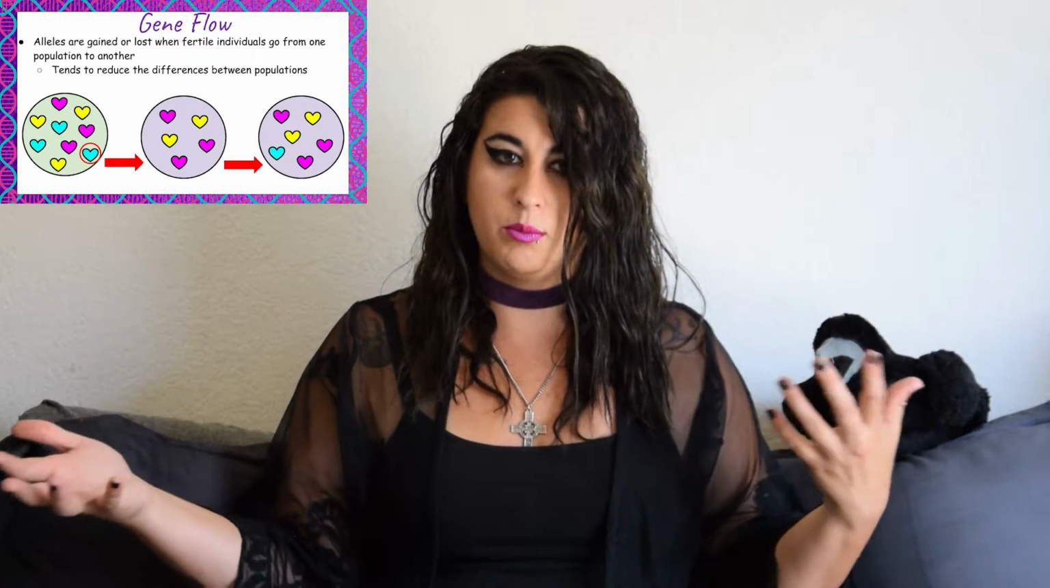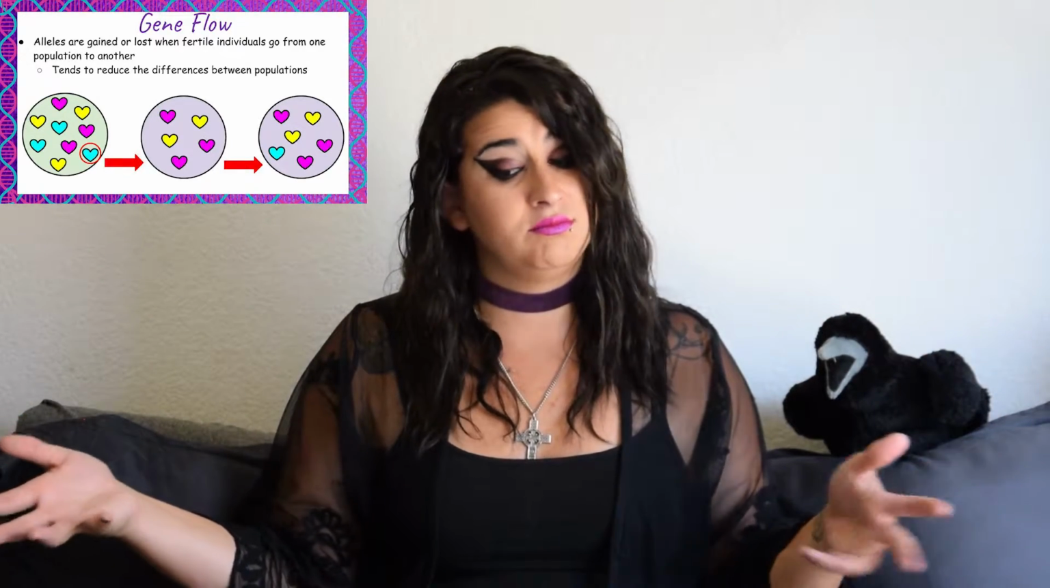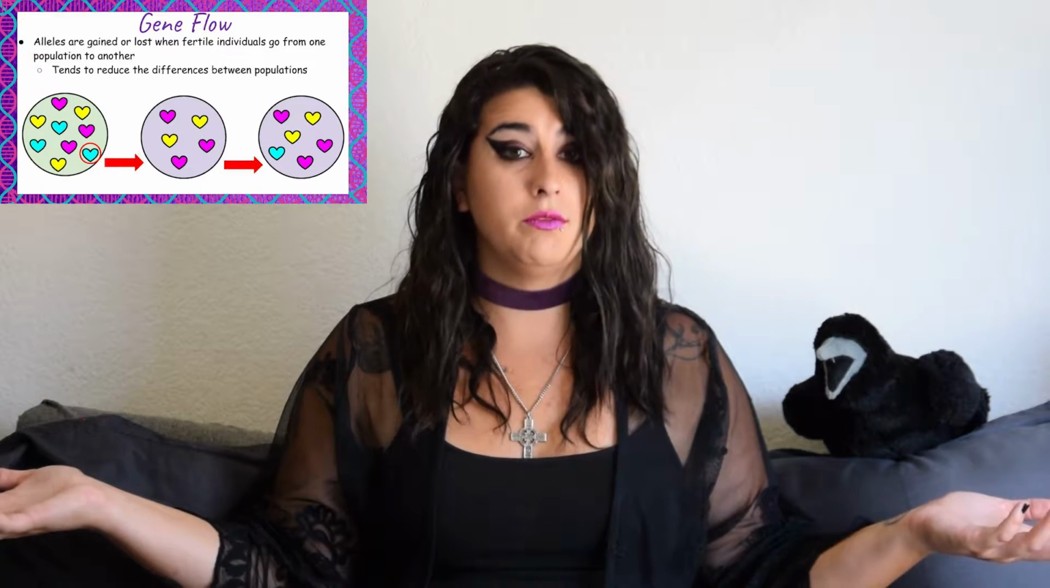So now the green and purple populations look just a little bit less different. And as time goes on, the populations will look more and more similar because genes have flowed between them. And that is pretty much gene flow.